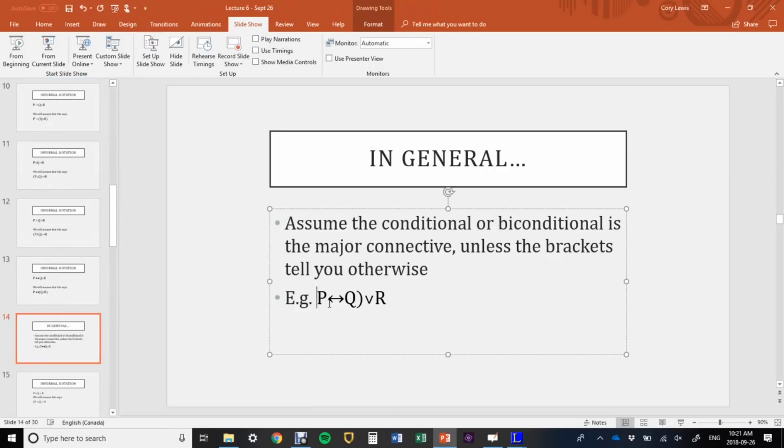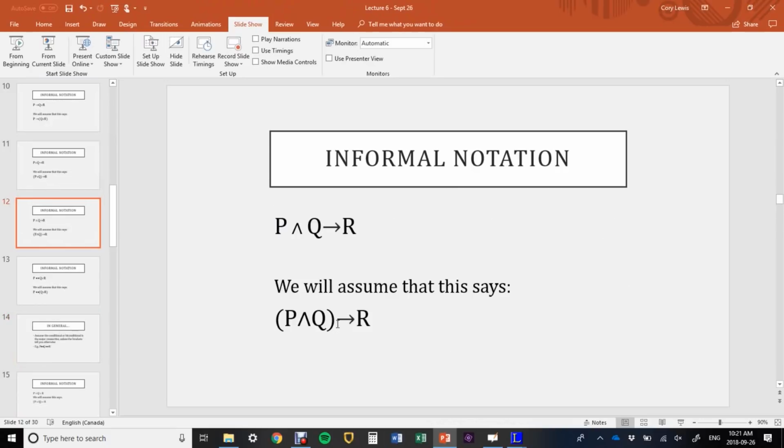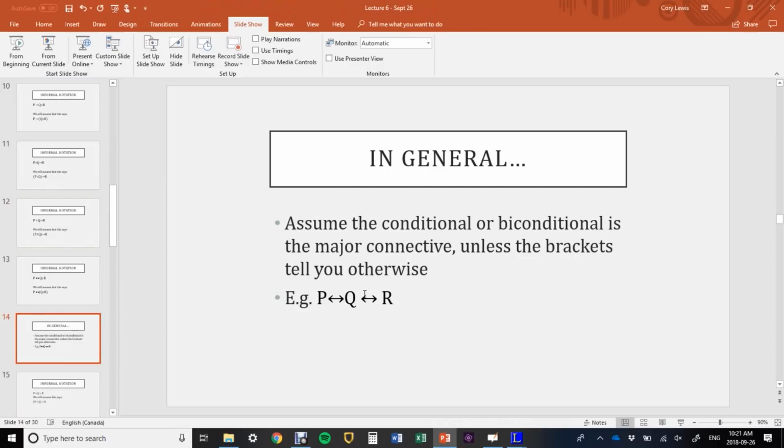So if you saw this, that's not a well-formed sentence. And if you saw that, that is also not a well-formed sentence. With conditionals, you always have to add the brackets because there's no way to, I guess it's blatant favoritism towards conditionals and biconditionals. But since we've got a conditional and a biconditional here, we have no way of applying our blatant favoritism, so this is just not well-formed.